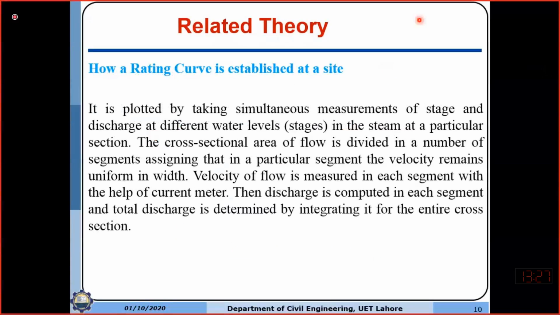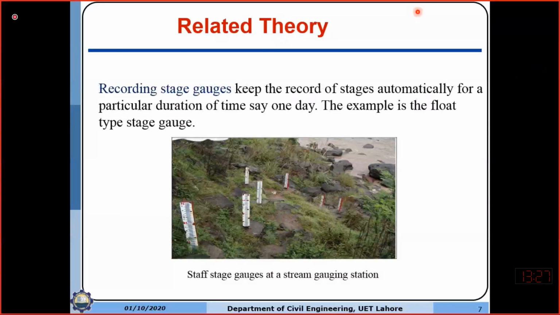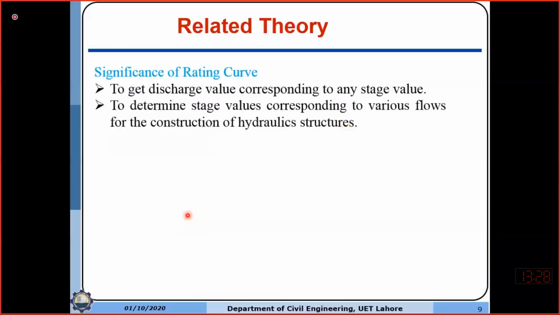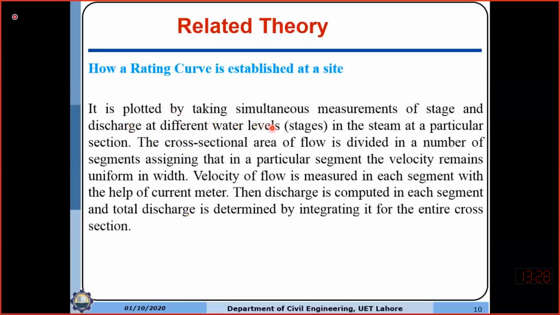How do we establish a rating curve at a site? As I mentioned, in your theory we will discuss in detail how the discharge measurement is done in the rivers, and then how we find out the stage value. If you look at this figure, we install the staff gauges along the bank of a river to record different water levels in the river, lower and higher water levels. So this is how we read the stage value. And as far as discharge measurement is concerned, for this we use the current meter technique.